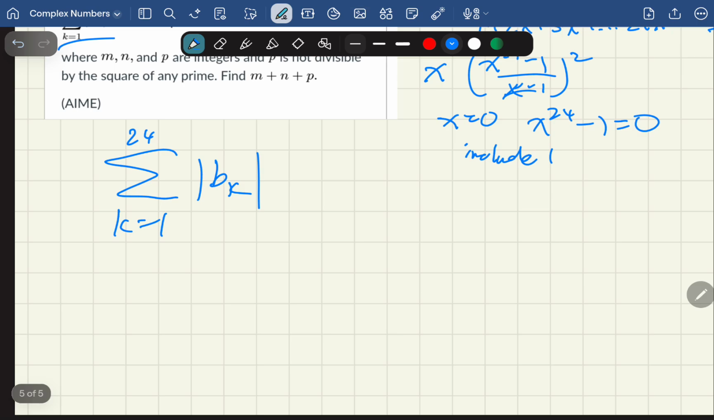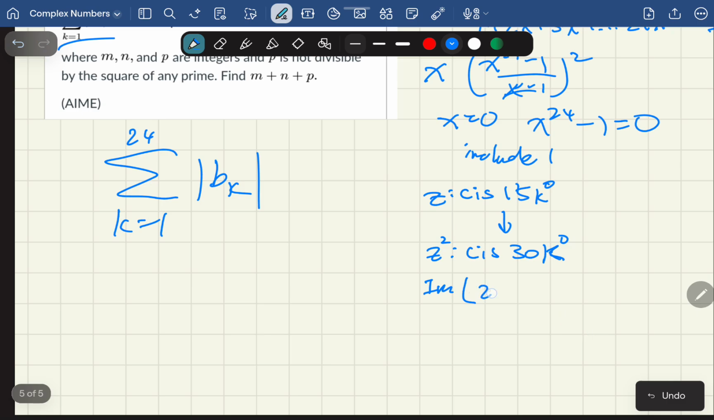Now, if you think about the roots of unity, you will realize that these roots are of the form cis of 15k degrees, meaning z squared is going to be of the form cis of 30k degrees. And if we want to take the imaginary part, that's just going to be sine, right? Sine of 30k degrees.